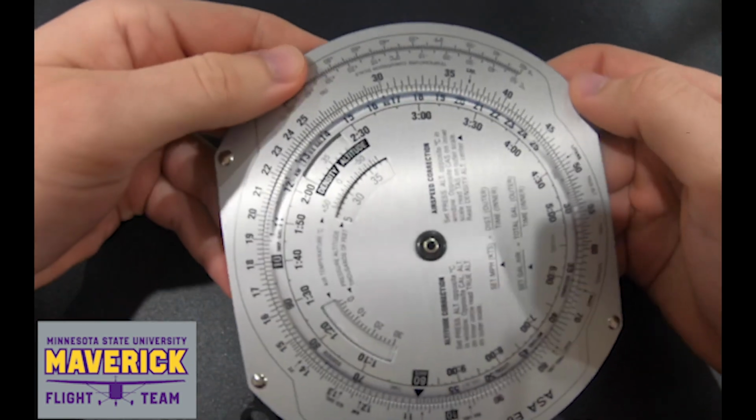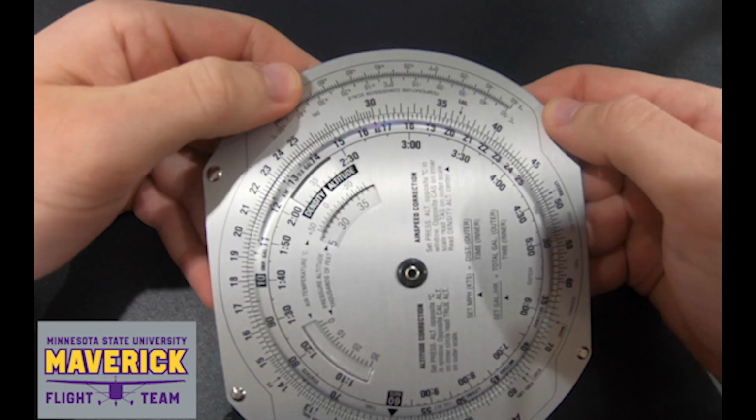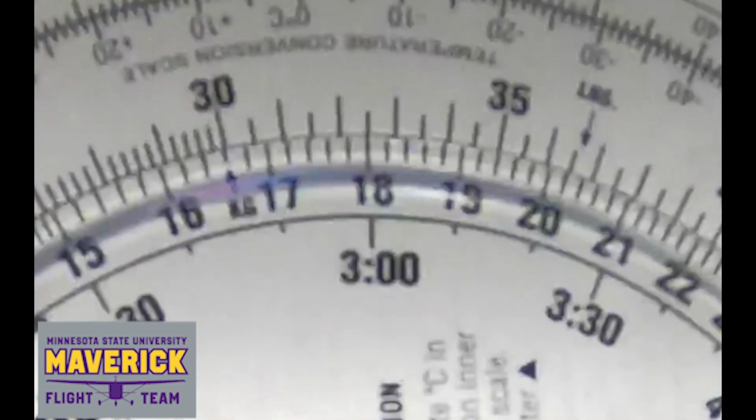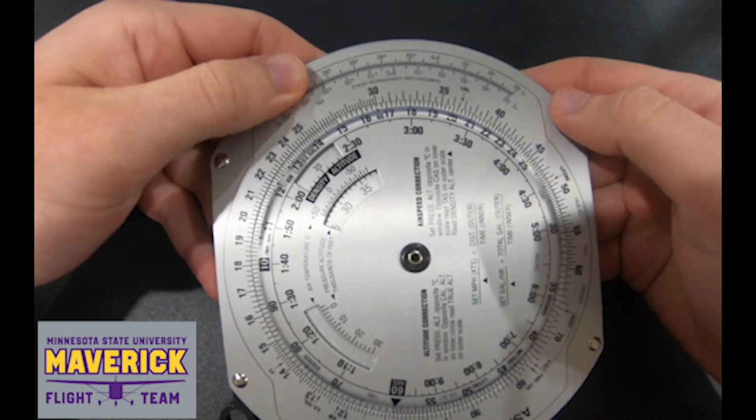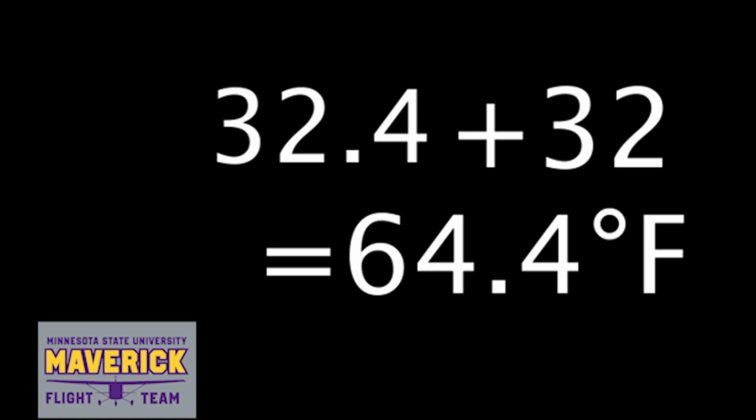So we turn our E6B, look right above 18, and we get about, I'd say, 32.4. The final step is to take 32.4 and add 32. So we get about 64.4 degrees Fahrenheit. So let's say a problem asks us to convert 68 degrees Fahrenheit into degrees Celsius.